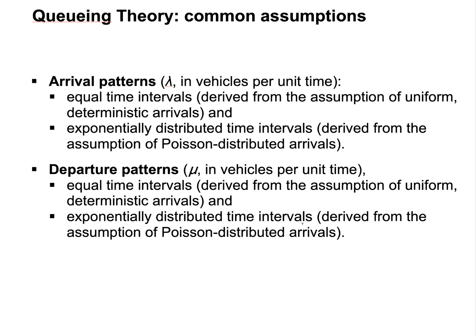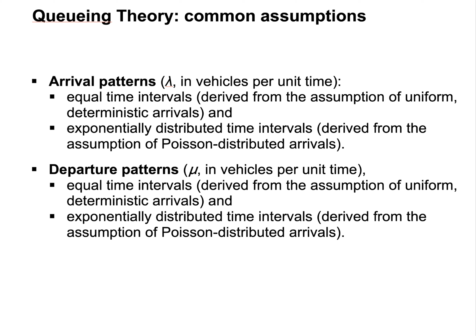So just a couple more words about queuing theory. We typically call the arrival rate lambda, and we measure that in units of vehicles per unit time. And some assumptions that we make about arrival patterns. We're talking most of the time in transportation about uniform deterministic arrivals. And sometimes we're talking about exponentially distributed time intervals derived from the assumption of Poisson distributed arrivals, and we'll do a quick example about that in a minute.